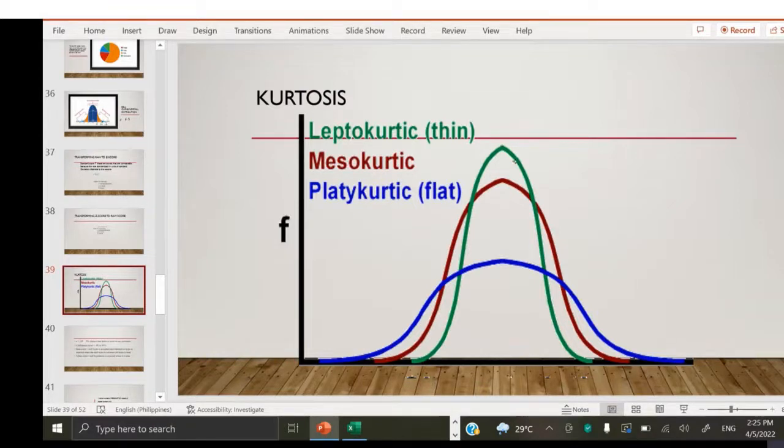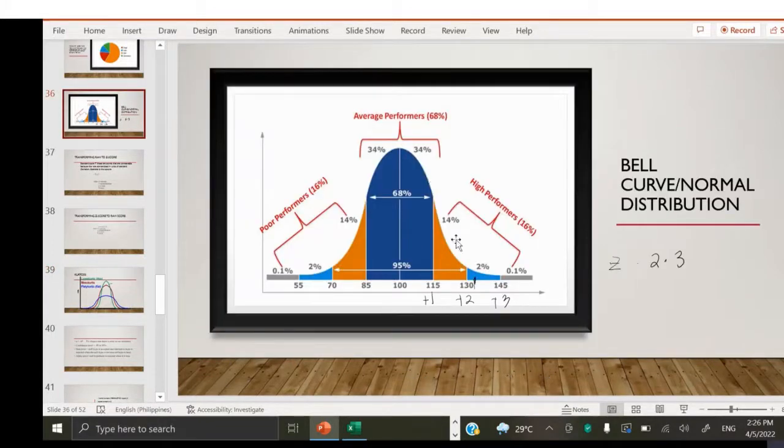The leptokurtic is the thin one, in green here. The red one is the mesokurtic, which represents the normal curve, and the platykurtic is the flat one, the blue one here. If you have a leptokurtic or a platykurtic distribution, that would indicate that your distribution is not normal and does not resemble the normal curve.